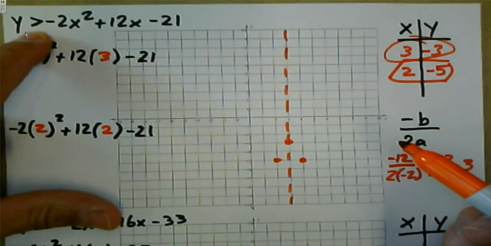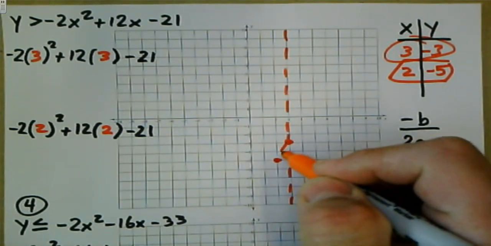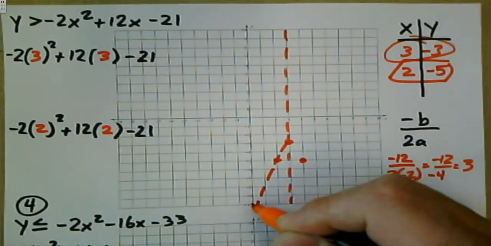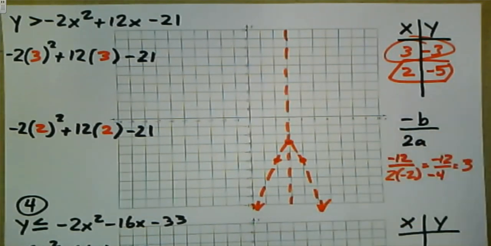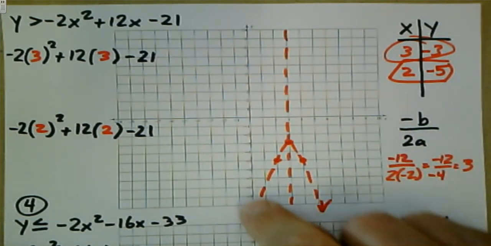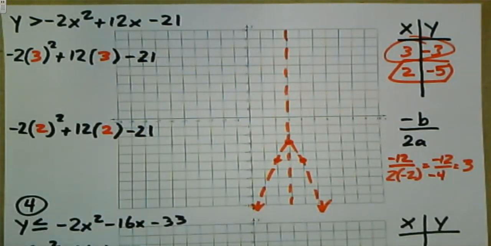Dotted or solid line? Yes, this one is a dashed line or dotted, however you want to say it. I don't know why I say dotted, but it's dashed. So we dash it. That means any coordinate point that ends up on there is not going to solve this appropriately.